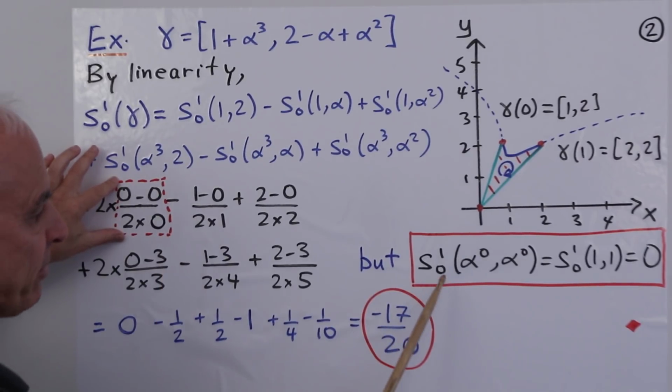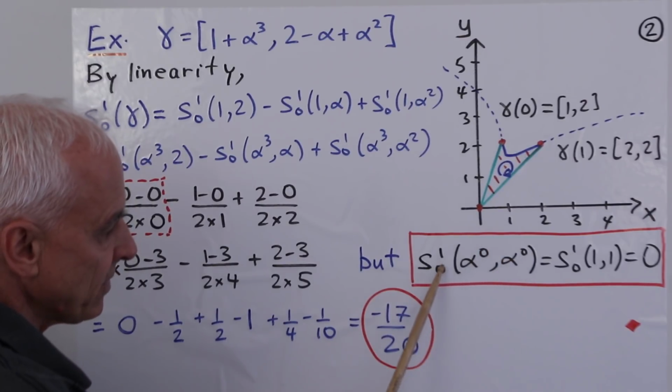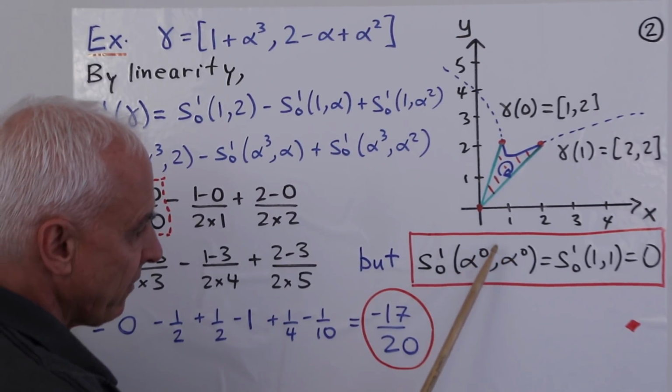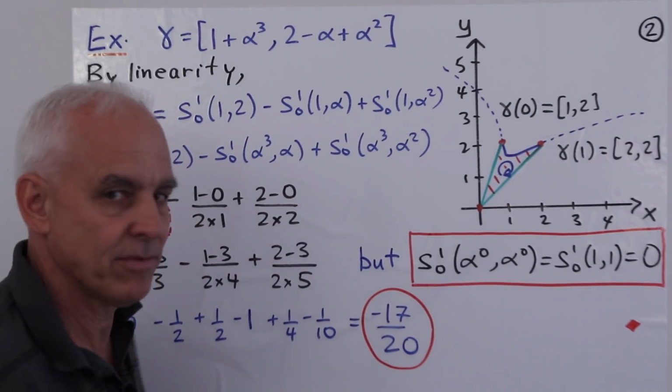And the way to deal with that separately is to realize that the special case when the 2 exponents are 0, the signed area from 0 to 1 of alpha to 0, alpha to 0, in other words, where we have 1, 1, that is 0, okay?